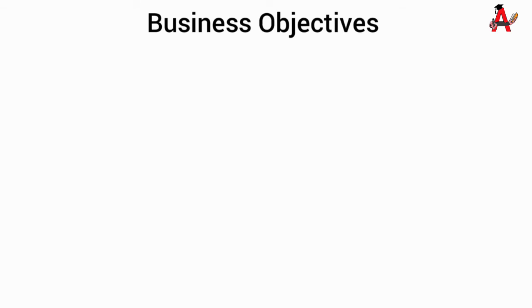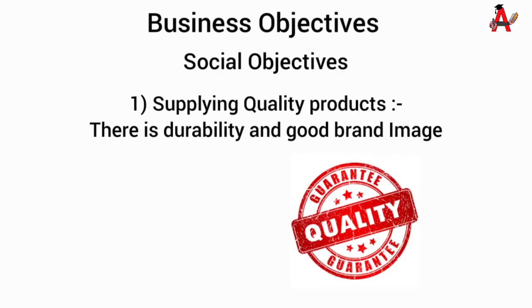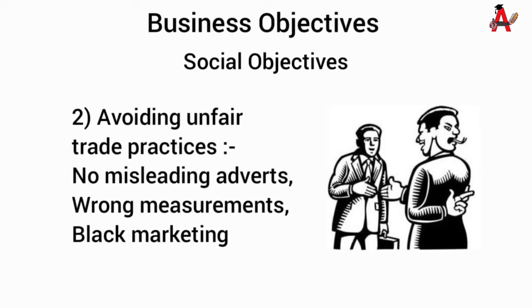Moving on to the social objectives of a business activity, it includes supplying quality products, because once you provide a quality product to the customer, there is durability, there is a good brand image. Second, avoiding unfair trade practices. The businesses should not get into misleading advertisement, wrong measurement, black marketing. All these things should be avoided as they impact the brand negatively.